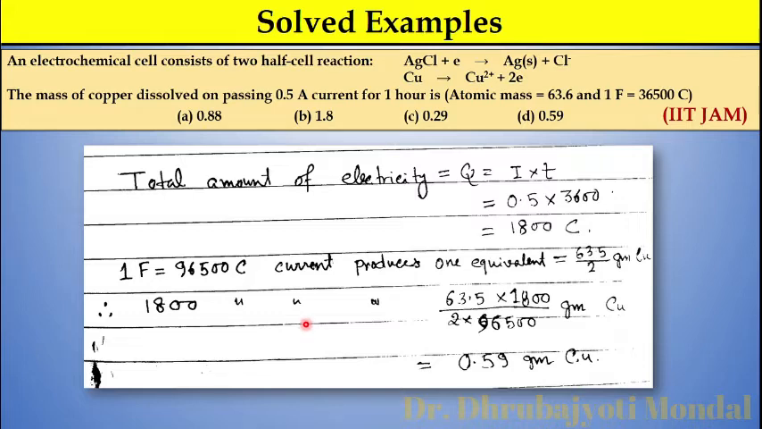Now you have to find the mass of copper. You know 1 Faraday, that is 96500 coulomb current, produces 1 equivalent of copper, that is equal to 63.5 divided by the valency of copper, 2, gram of copper. Therefore 1800 coulomb current produces 63.5 into 1800 divided by 2 into 96,500 gram of copper. That is equal to 0.59 gram of copper. So the correct answer is option D.